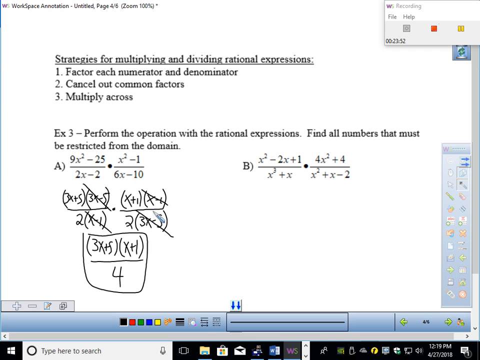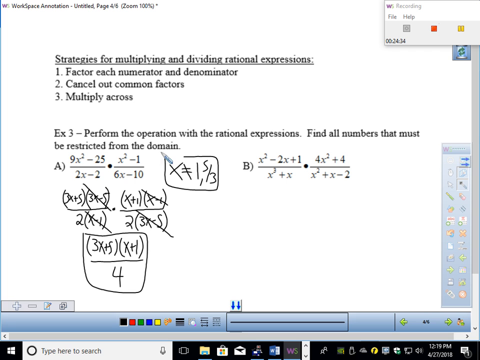And I can tell just from those 2 pieces that it looks like I have 2 values that are going to be restricted from the domain. It looks like x cannot be equal to 1 because of that right there. And it does look like x can't be equal to 5/3 because of this factor in the denominator there. And so those are your 2 restrictions on the variable. And that looks pretty good.